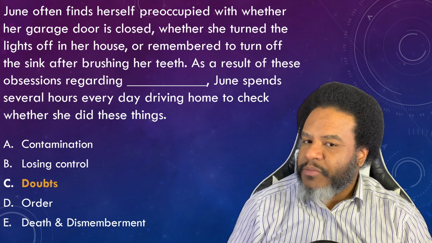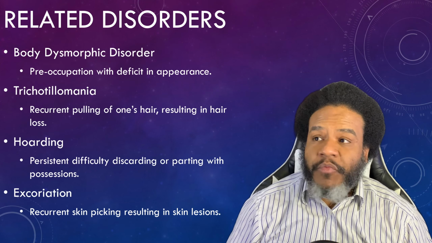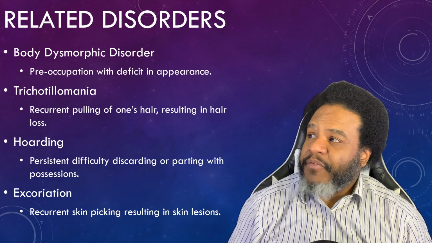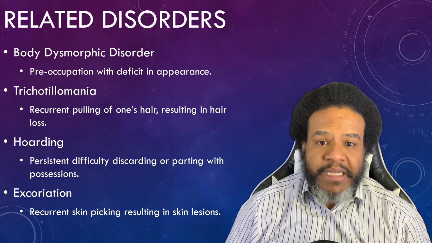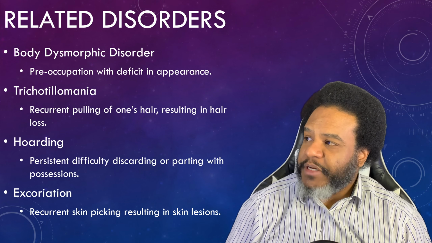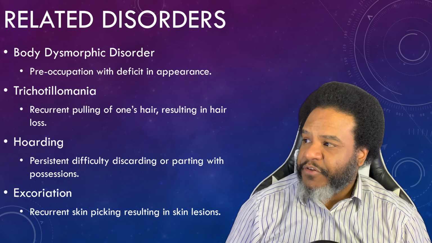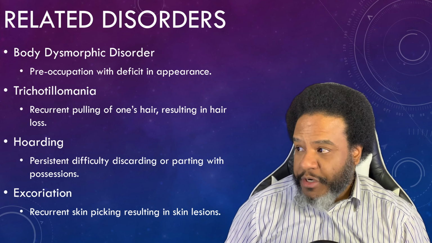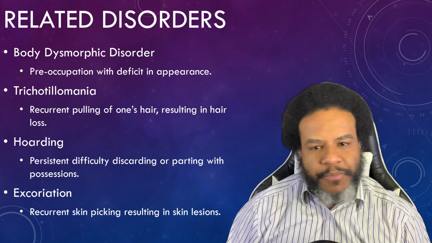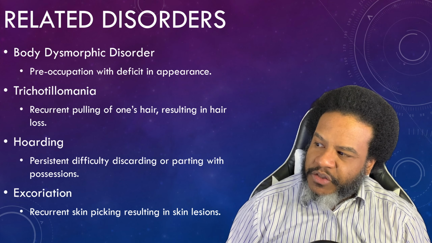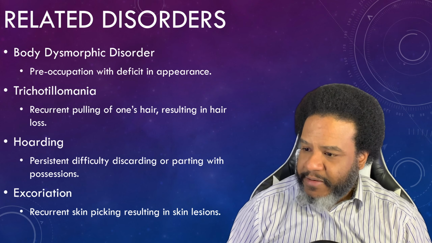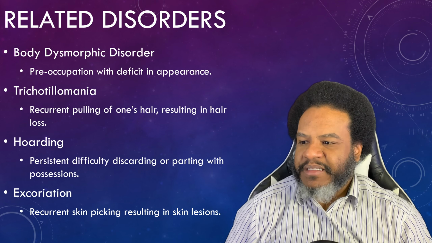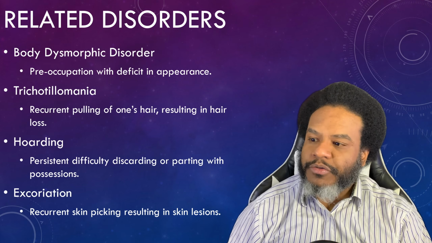So let's talk about some related disorders to OCD. We have body dysmorphic disorder. This is an obsession, a preoccupation with deficits in your appearance, and the compulsion associated with this might be things like excessive exercise, plastic surgery, things of that nature. We have trichotillomania. This is recurrent pulling of your hair, resulting in hair loss. We have hoarding. This is persistent difficulty discarding or parting with possessions. We have excoriation. This is recurrent skin picking, resulting in skin lesions. So these are the disorders that are related to OCD. And there's more information on this in the DSM-5 chapter. I would encourage you all to read it.